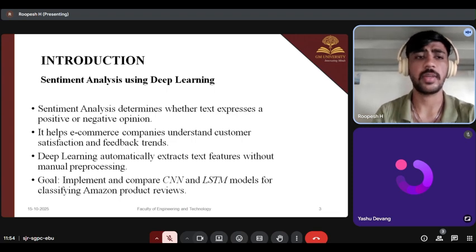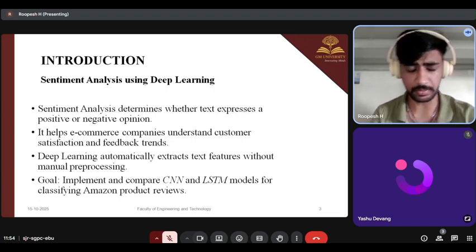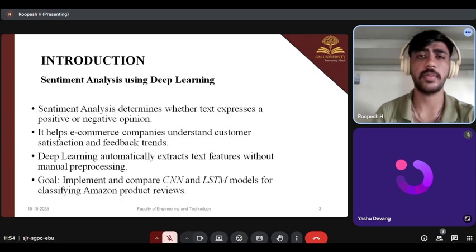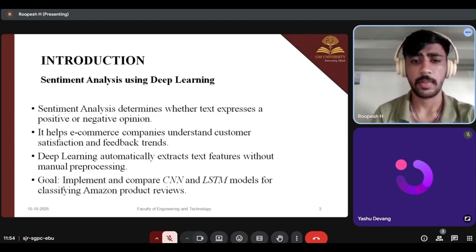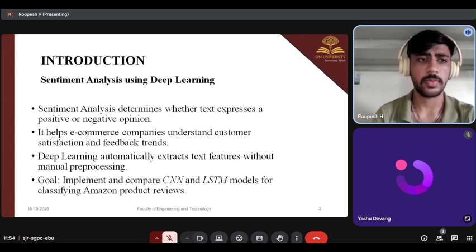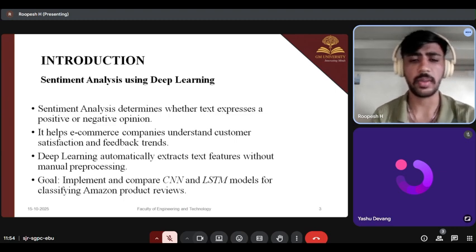Sentiment analysis using deep learning. Sentiment analysis helps companies understand how customers feel about their products. Instead of manually reading thousands of reviews, we can use AI models to automatically predict the sentiment. In this project, I have used two types of deep learning models, one is the CNN and one is the LSTM, which is the long short-term memory, and compared performance for text classification.